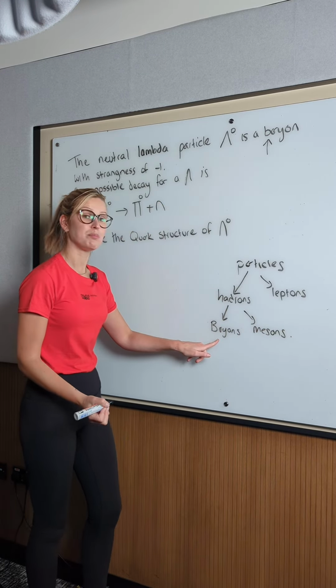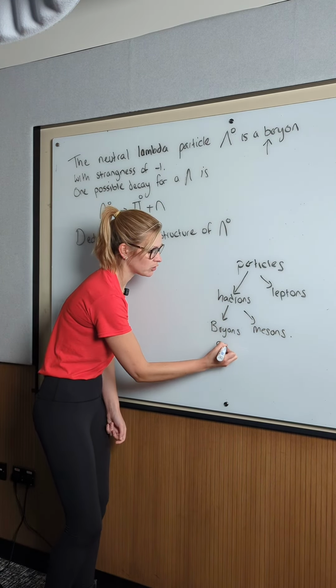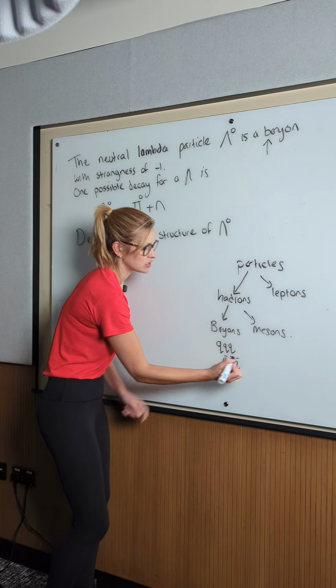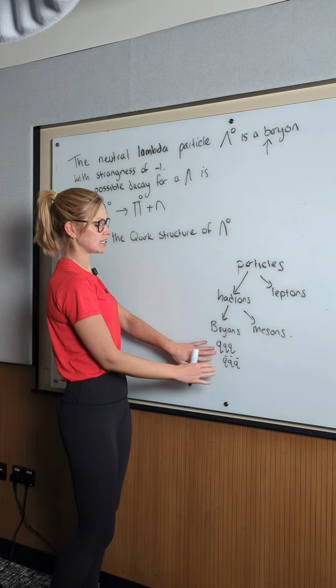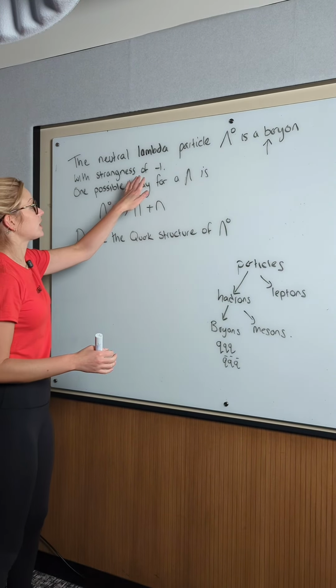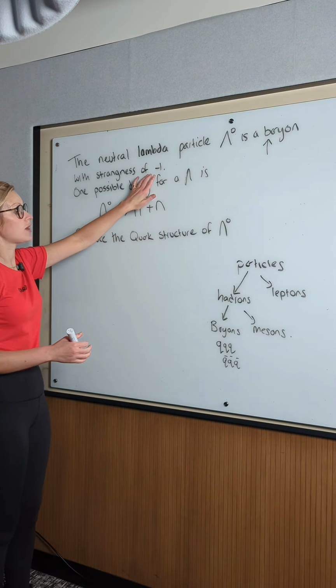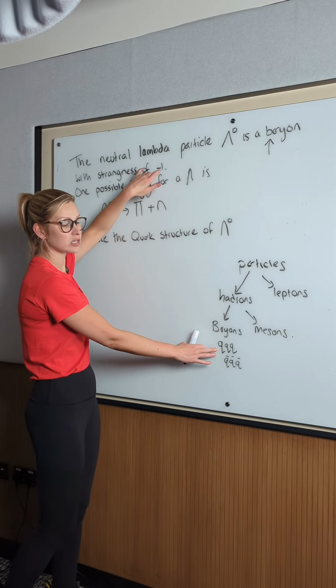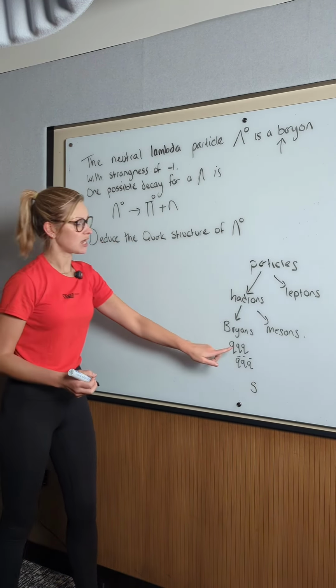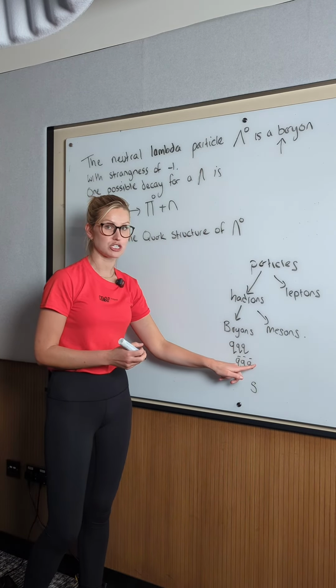And I know baryons are always made of three real quarks, or they're made of three antiquarks. So that's the first information I have about this. So I know it's either made of three real quarks or three antiquarks. It says it's got a strangeness of -1. So straight away, that tells me one of these quarks has to be a strange particle. So I just have to remember, is it going to be a real strange particle or an anti-strange particle?